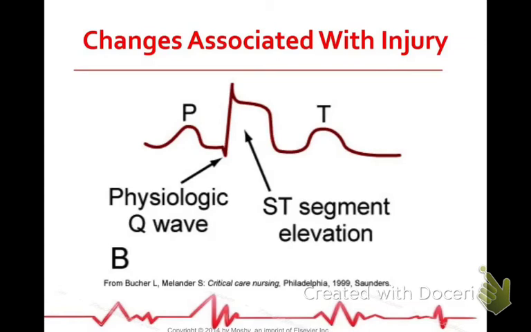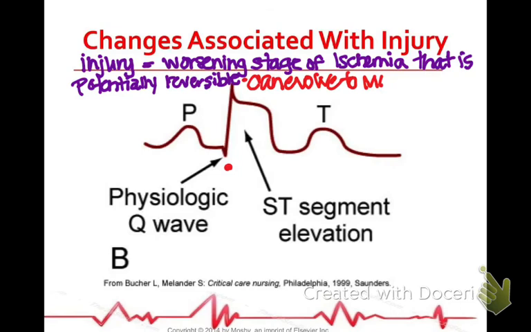You see how they call that the pathologic Q wave when it's actually prevalent? That right there. So your changes associated with injury. Your injury is a worsening stage of ischemia. It's potentially reversible, but it can evolve to MI.